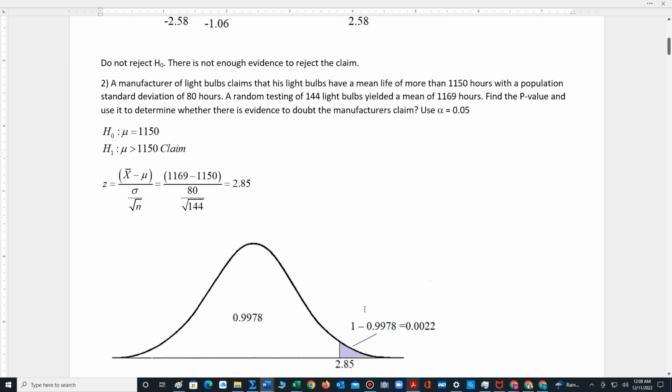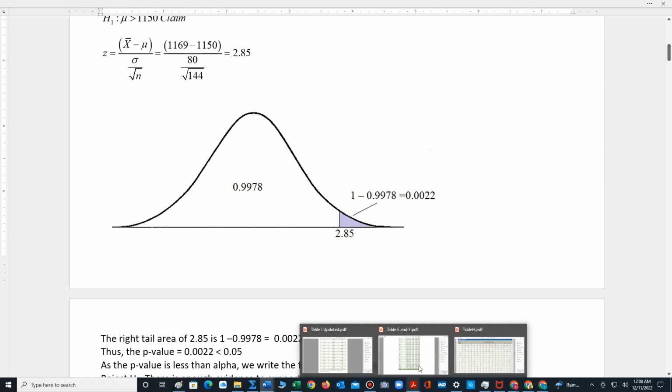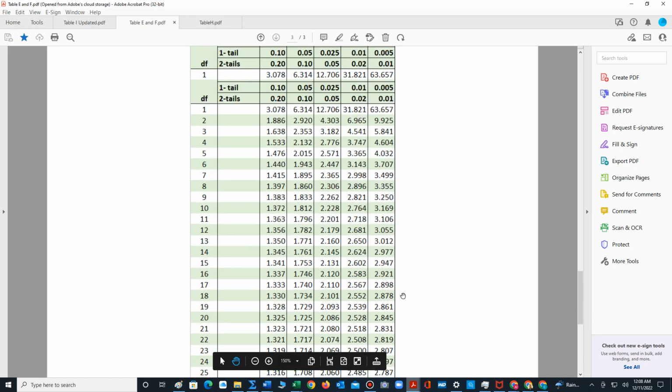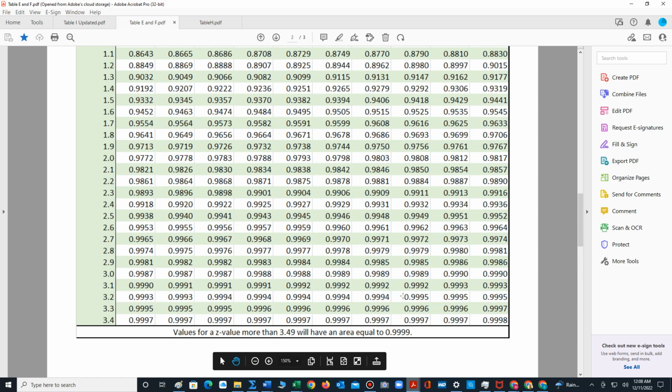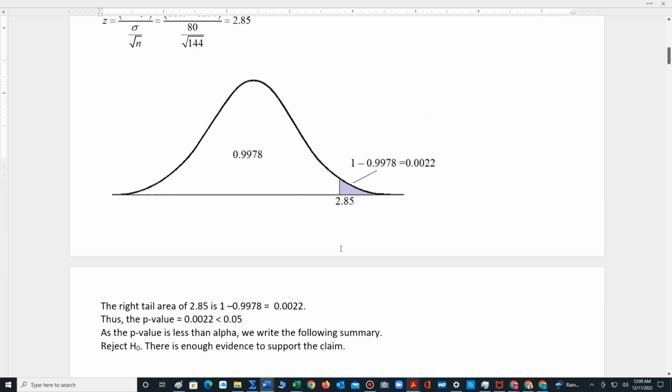That equals 2.85. So recall, we want to determine this area, the right tail area. That's going to help us calculate the p-value. So we then look up 2.85 in table E to find the left area. 2.85, .9978, that's the left area. We desire the right area, so 1 minus 0.9978 is 0.0022. Since it's a one-tailed test, this is the p-value.